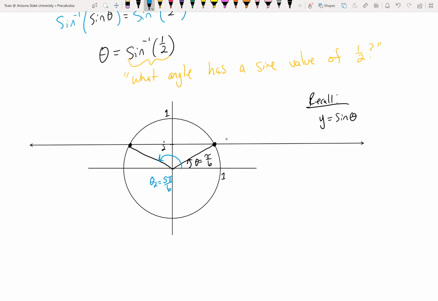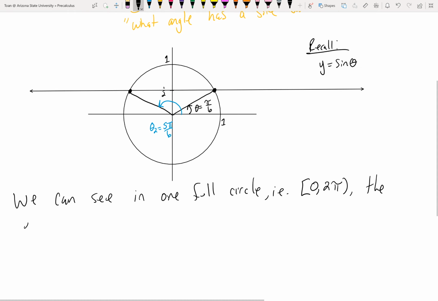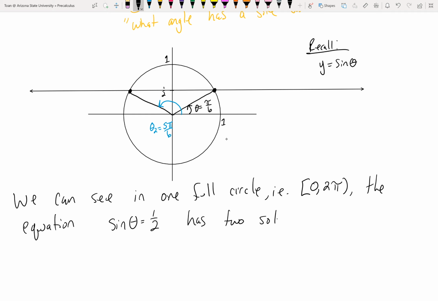So there we go. We can see that within one full circle, that is to say, within the interval 0 to 2 pi radians, the equation sine of theta equals 1/2 has two solutions.